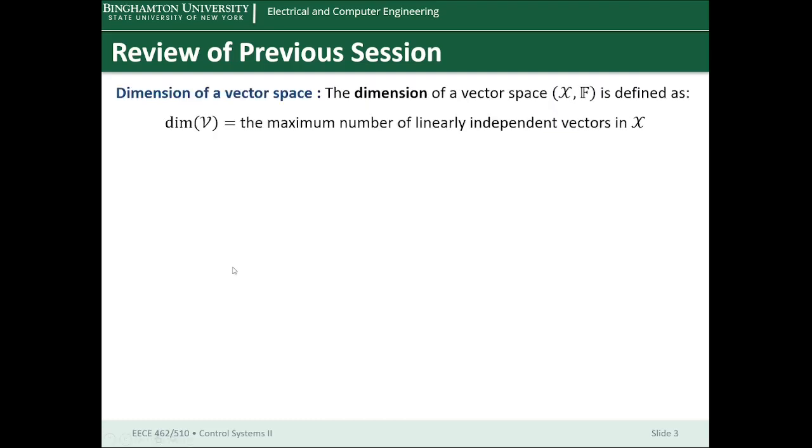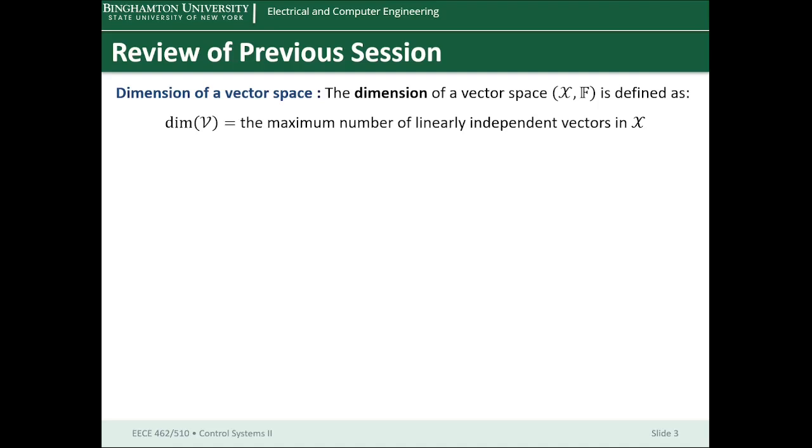After we introduce the idea of linear independence, we define the concept of the dimension of a vector space. The dimension of a vector space X over a field F is the maximum number of linearly independent vectors that can be found inside X. For example, if the maximum number of linearly independent vectors in X is 3, the dimension of X is 3.